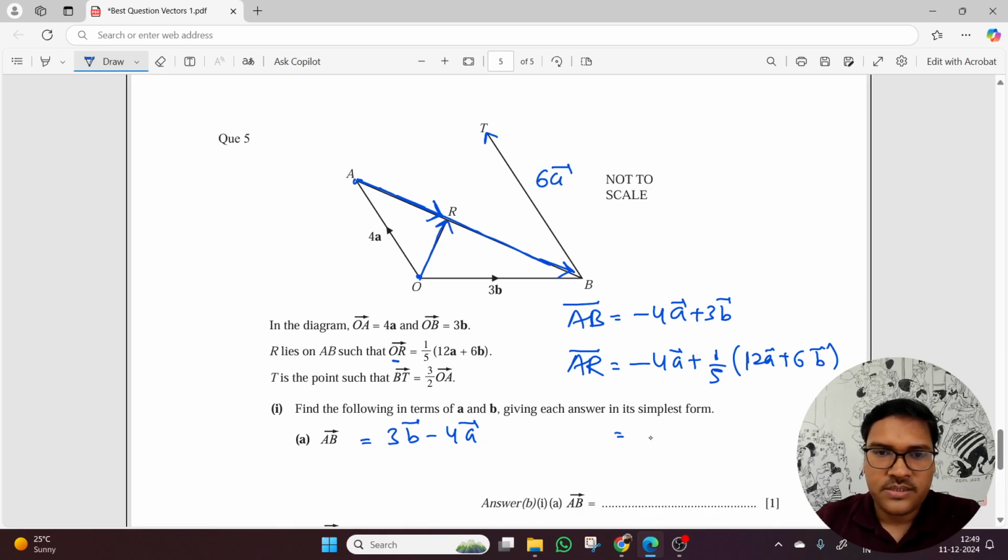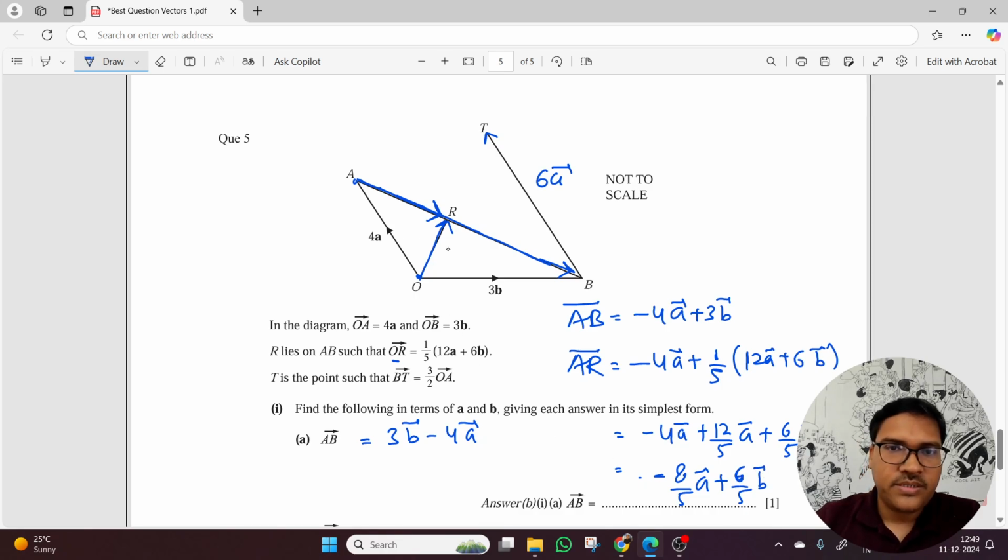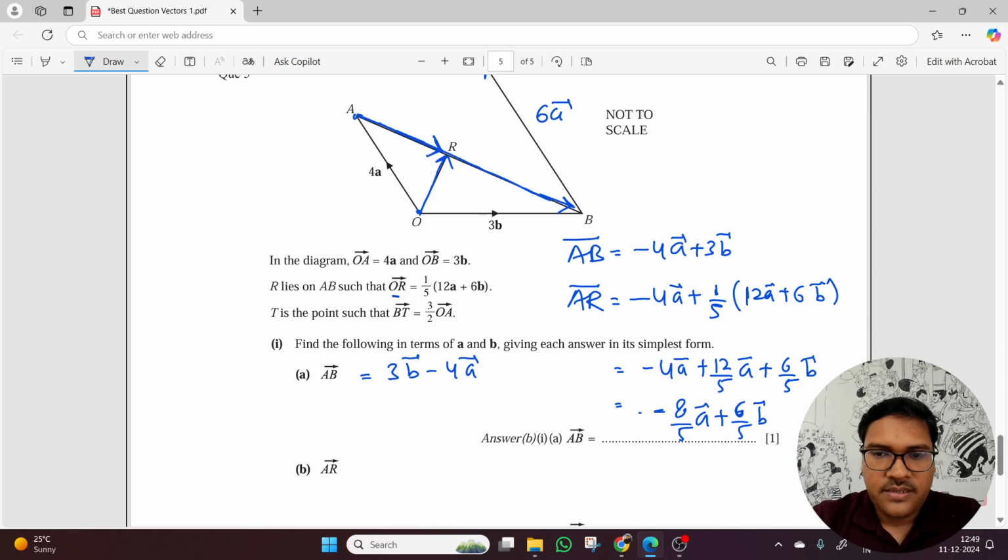So you can see this is minus 4A plus 12 by 5A plus 6 by 5B. So if you simplify this, minus 20 plus 12, minus 8 by 5A plus 6 by 5B. So I hope this is clear. What is AR vector? This is minus 8 by 5A plus 6 by 5B.